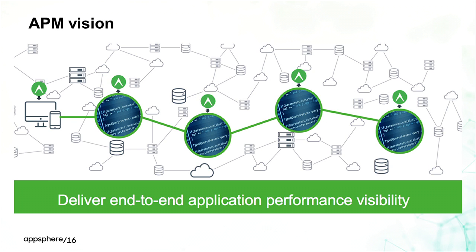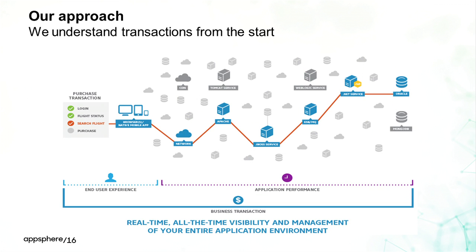So, APM vision. Our APM vision has always been to give you end-to-end application performance visibility. That comes with understanding transactions from the start, mapping your entire environment effectively, tagging and following transactions through different services that you have in your system so that you get not only service level visibility for different endpoints that you're monitoring, but also user transaction performance. And then, of course, coupling that with end user and database and infrastructure and other product areas that we have.